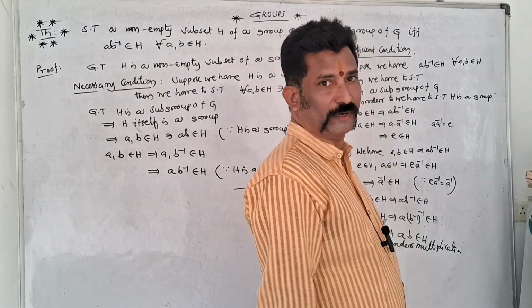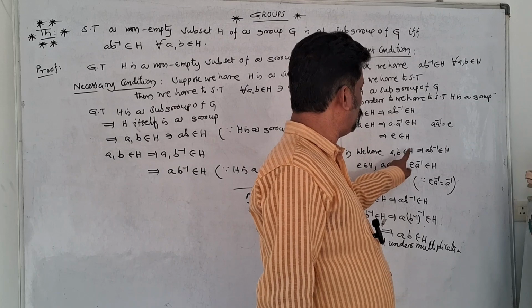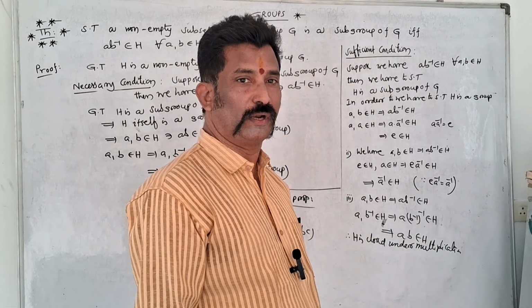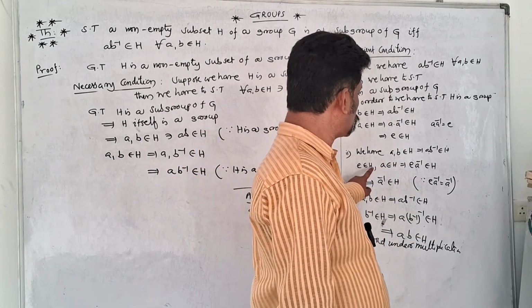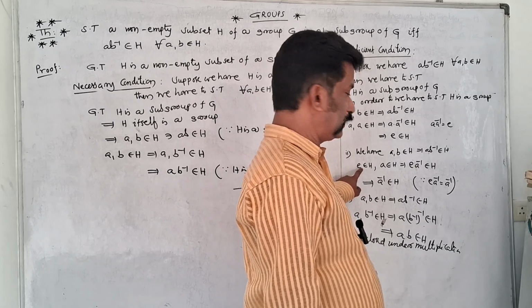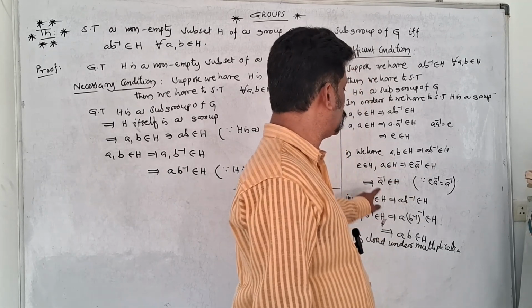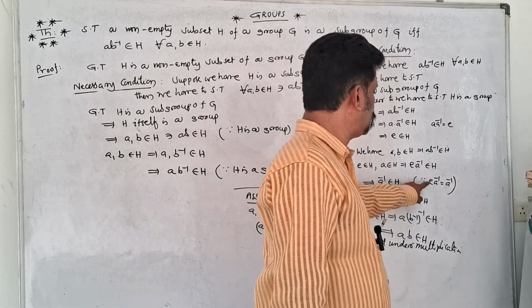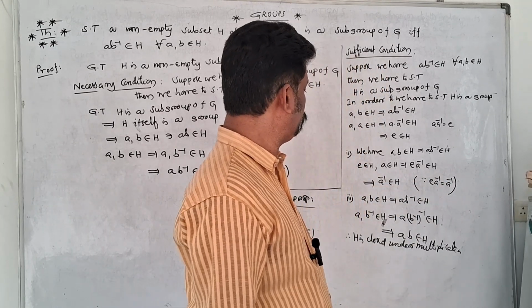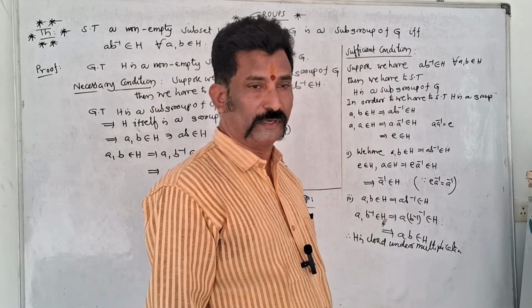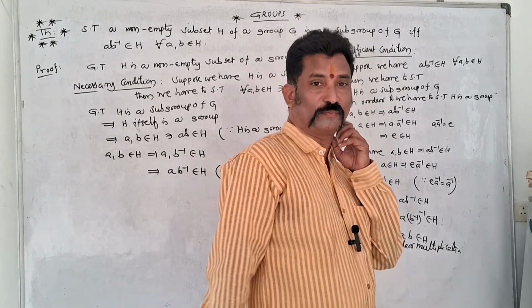Next is the inverse property. We have a, b belongs to H, which implies ab inverse belongs to H. Take e, a: e belongs to H and a belongs to H. That is, e into a inverse belongs to H, which implies a inverse belongs to H, since e into a inverse is equal to a inverse. Okay, inverse property completed.